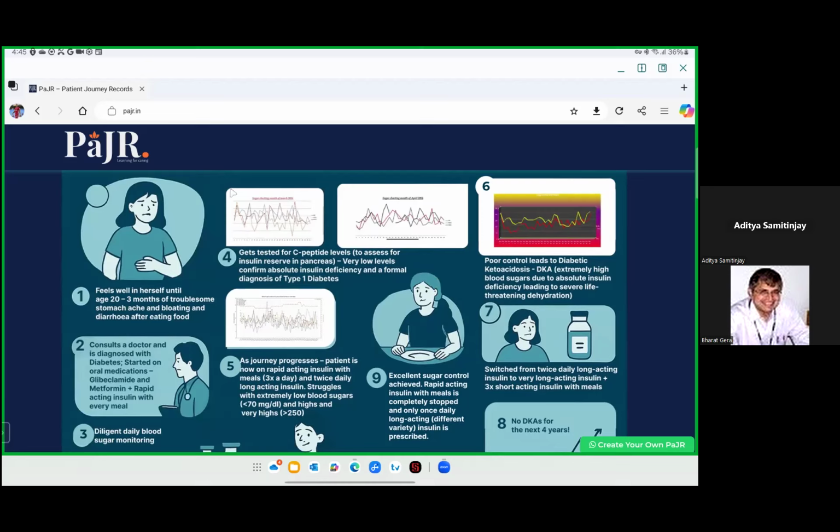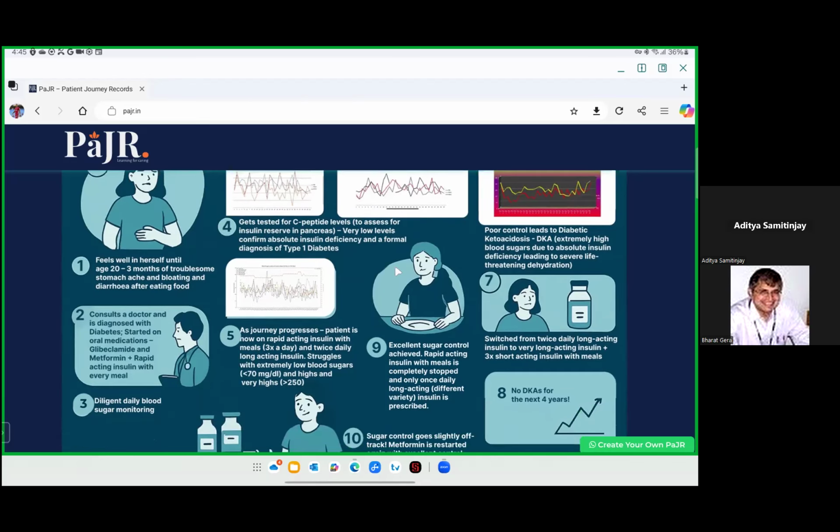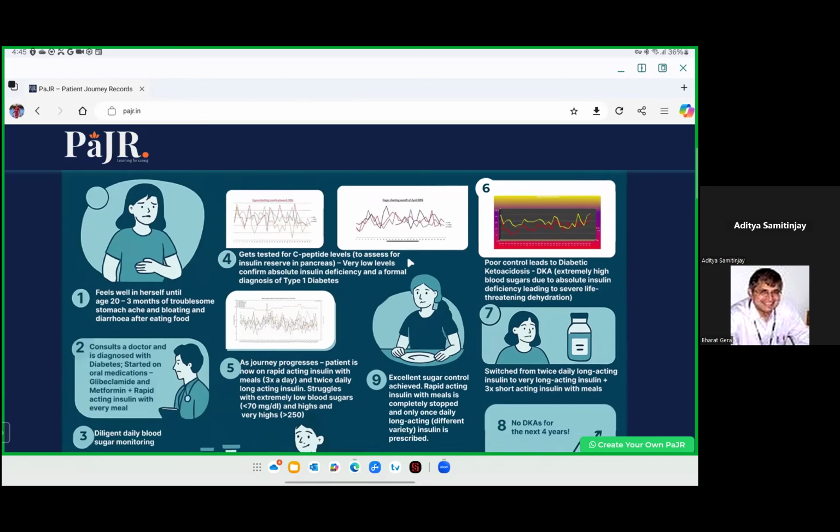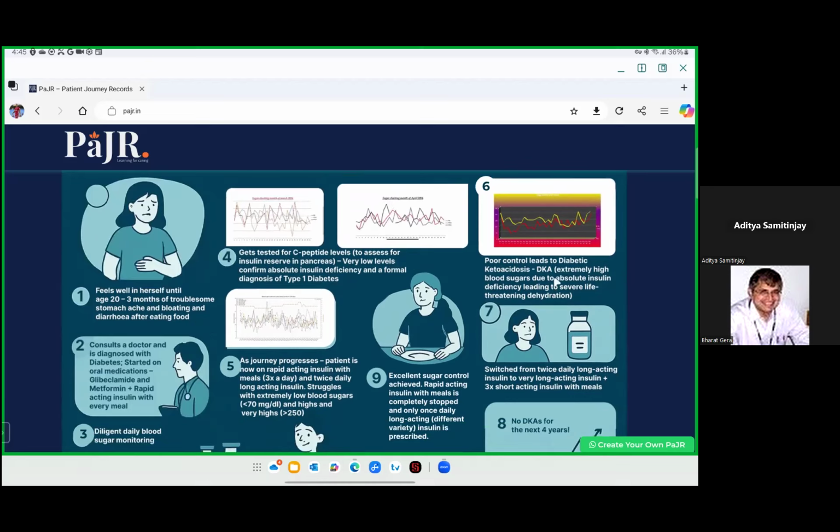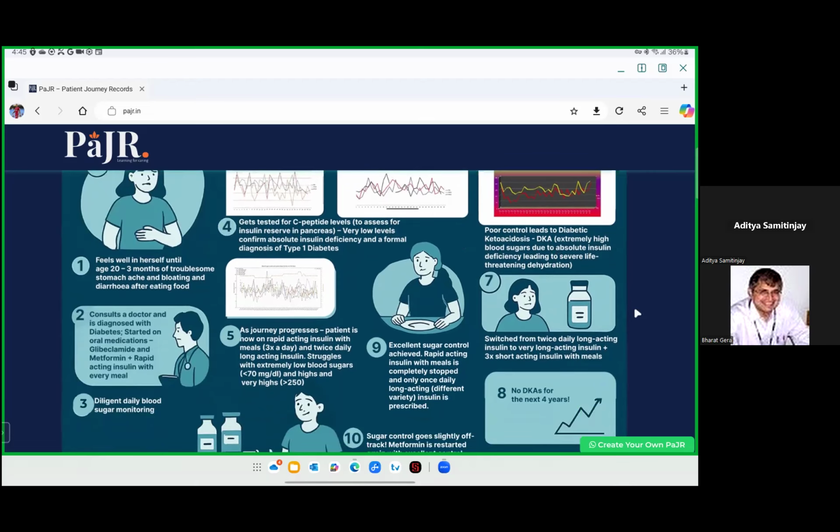So I think the graphs are pretty small, but you can see how waxing and waning those sugars are. And this is diligent daily monitoring, which the patient thankfully embraced. So she's doing that. She has something called DKA, which is basically diabetic ketoacidosis, which is extremely high blood sugars due to absolute insulin deficiency, which happens in type 1 diabetes. And this prompts hospital admissions, possibility of infections, and some of them can even have heart attacks.